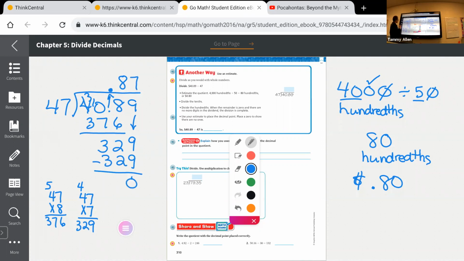All right. So we got 87. And it was a money problem, so 87 cents. Is that close to 80 cents? Yeah. Okay. Questions on that? Anybody? Okay.